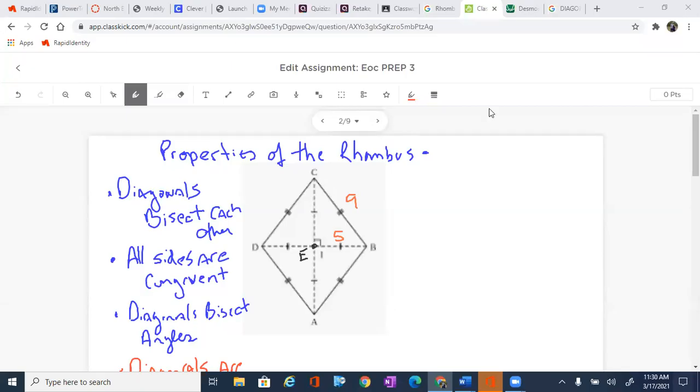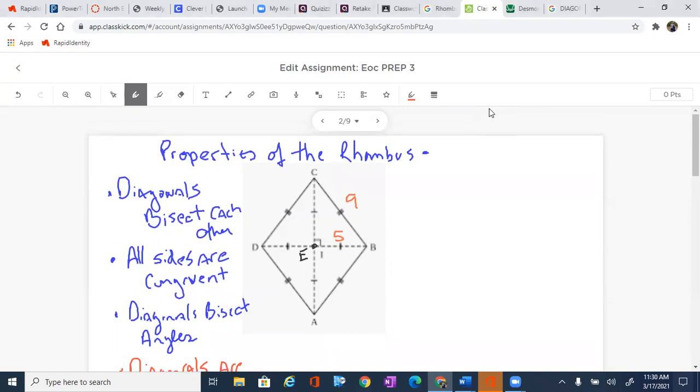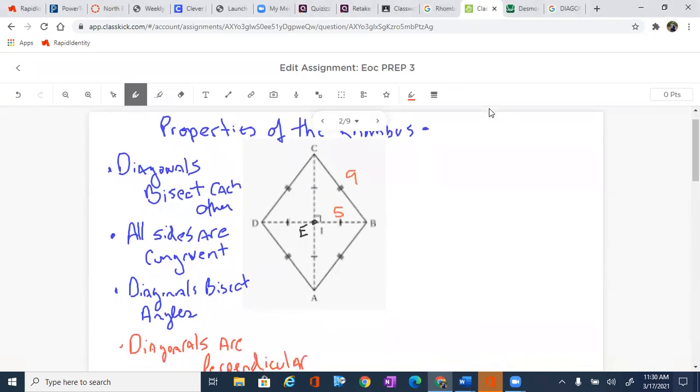All right, guys, we're going to be looking at some properties of rhombuses. Just to review some of them: one thing we want to pay attention to is that the diagonals of a rhombus bisect each other, and that is true for parallelograms in general. So you'll notice that these two sections of CA are congruent, as well as these two sections are congruent to each other. All sides of a rhombus are congruent.